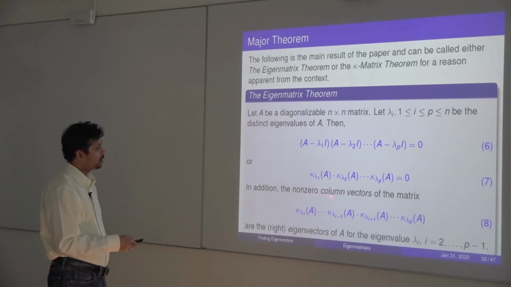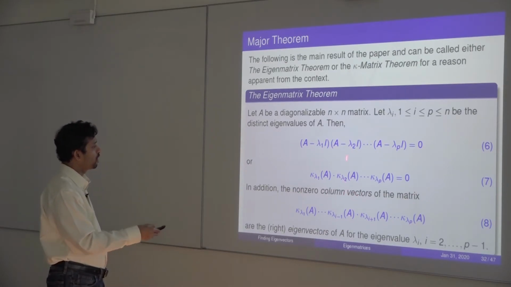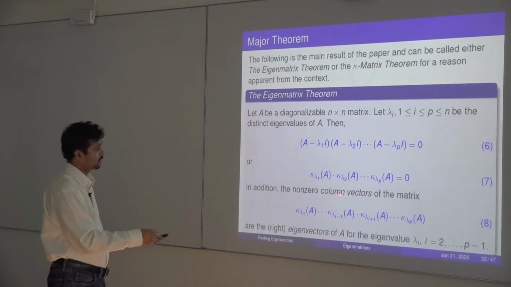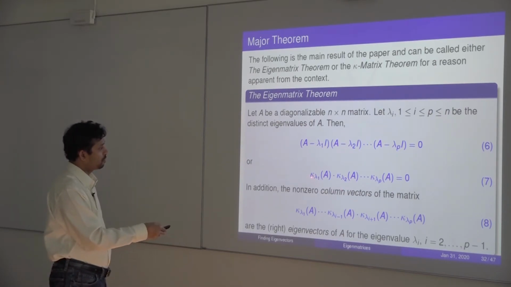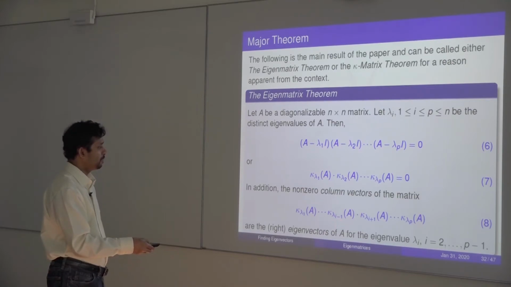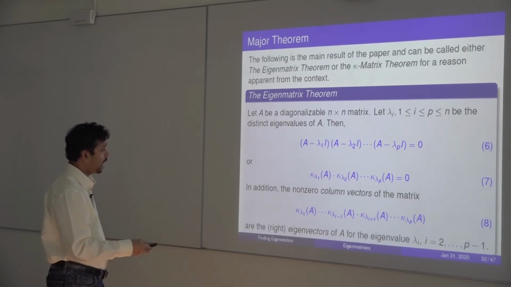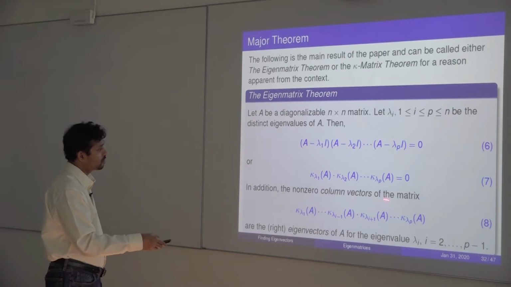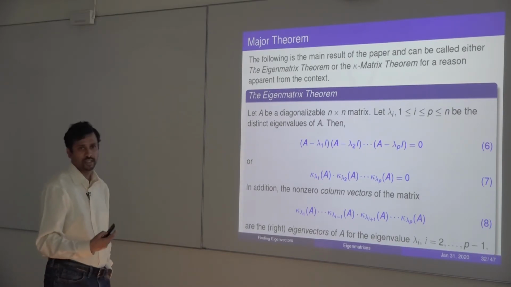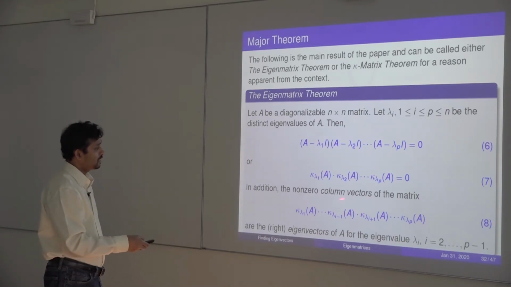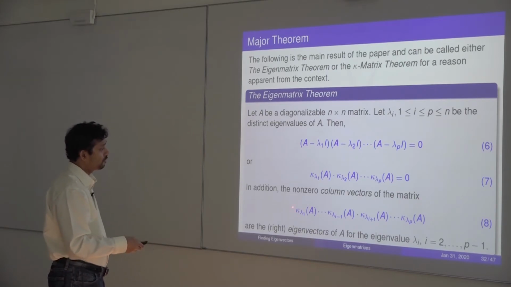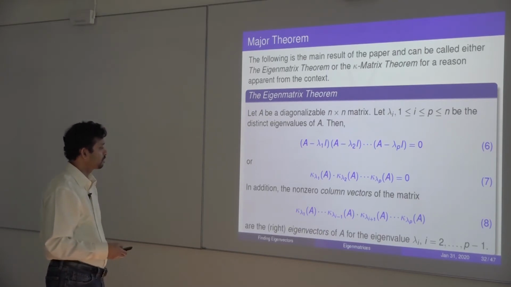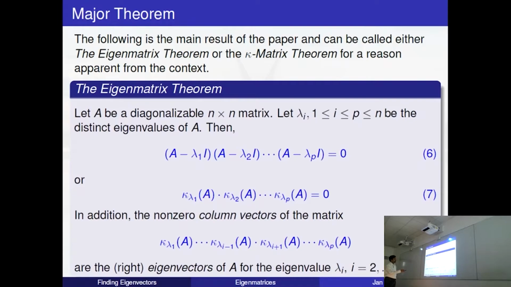the non-zero columns of the matrix. So you can see, let's say you just pull out one of them and multiply everything else. For example, you pick the kappa matrix for lambda i out, and then multiply everything else, and you can see that this produces a single matrix. Now you can see that the non-zero columns of this matrix are the eigenvectors for lambda i.